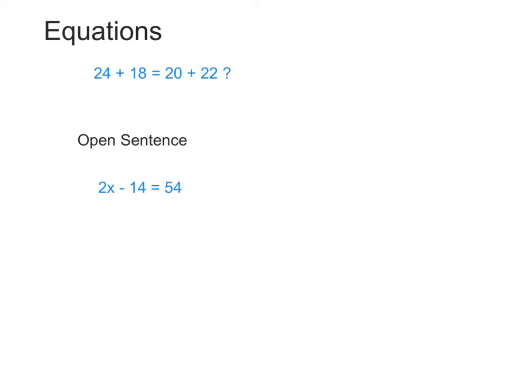Okay, equations. Equations are essentially number sentences with an equal sign, usually equating two things, like an expression with a value, and so on and so forth. Our first example here, let's see if this is a true equation. It's saying 24 plus 18 equals 20 plus 22. Well, if I go through the math, I realize that, yes, in fact, this equals 42, and this equals 42, and 42 and 42 are equal, so this is true. That is a true equation.